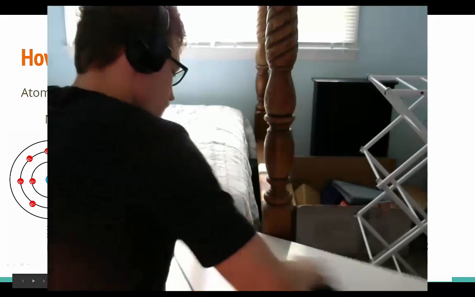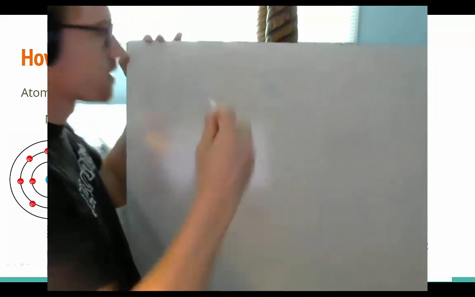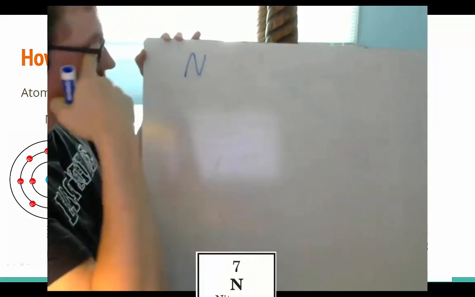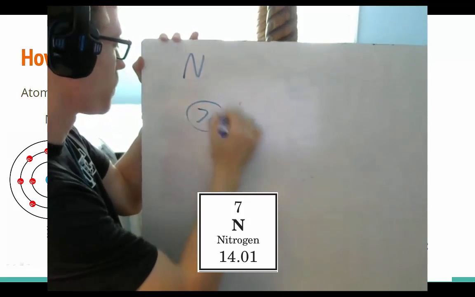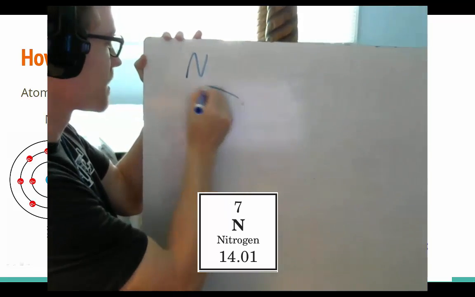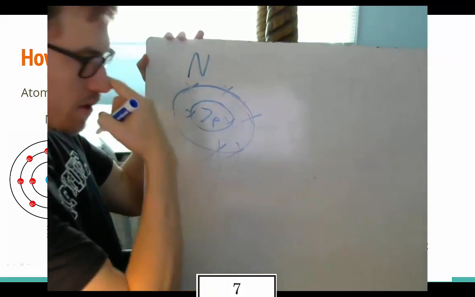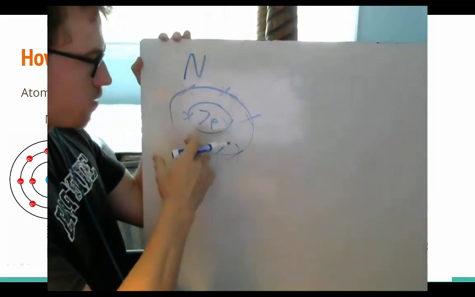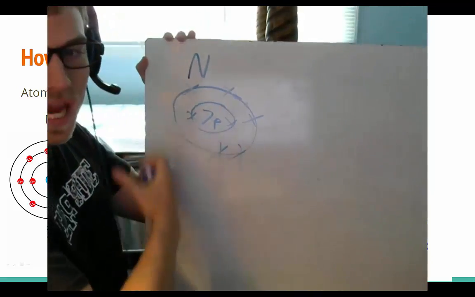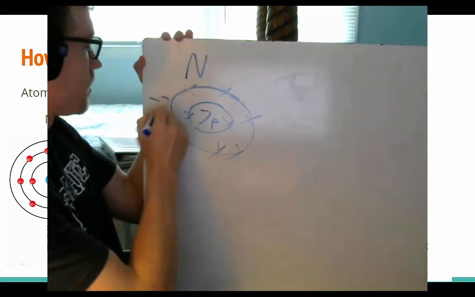Okay, let's look at one more example. Let's take a look at nitrogen. All right, looking on our periodic table, nitrogen has 7 protons. First energy level, same thing, 2 electrons. Second energy level, 1, 2, 3, 4, 5. Okay, so we have 5 electrons in the second energy level. Is it going to be easier to lose those 5 or gain 3 so that we can get 8? Obviously, it's going to be much easier to gain 3.